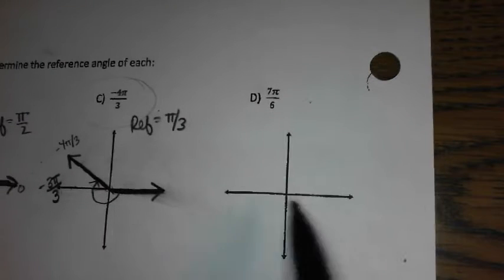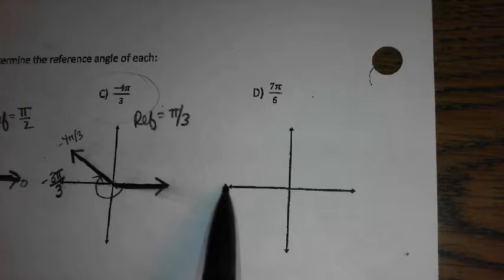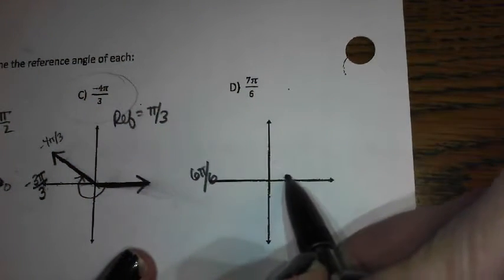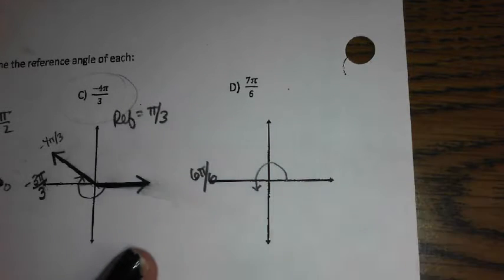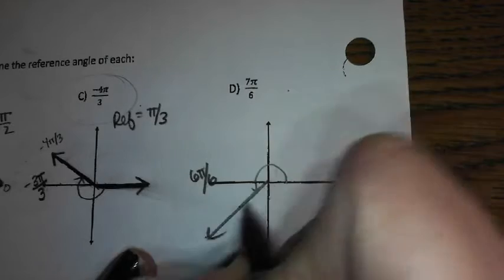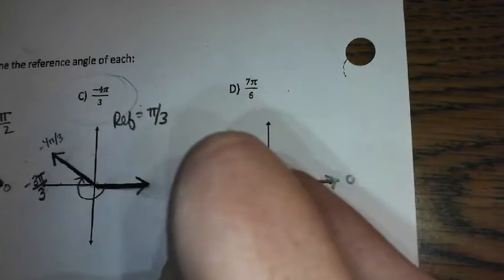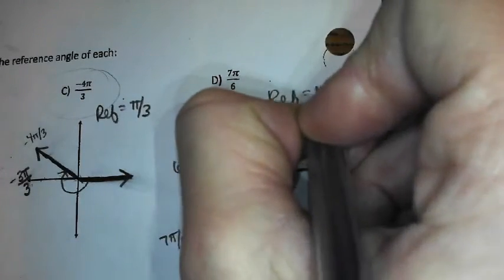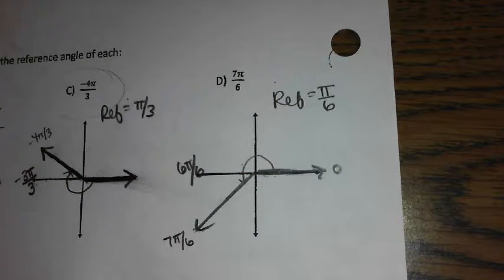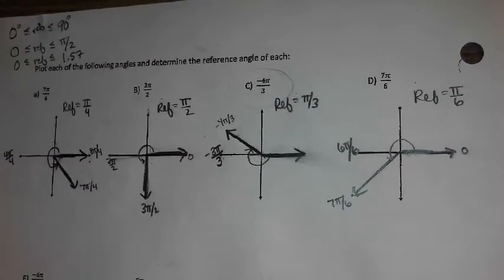Alright, so Evan, on this one, how do I label this x-axis over here? 6 pi over 6, very good. And on this one, we are opening in the positive direction. So 6 pi over 6 to 7 pi over 6 is just one tick past 6 pi over 6. So that's 7 pi over 6. And what's the reference angle? Kaylee, M. Good. Now, have you noticed anything about your reference angles?